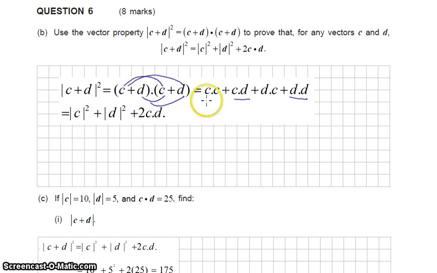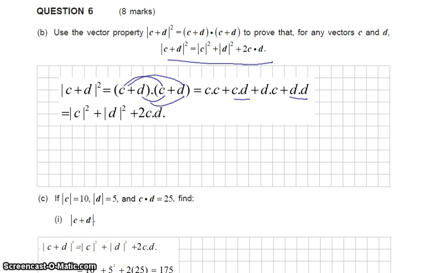Now we know that C dot C is also equal to the square of the modulus of C. D dot D is equal to the square of the modulus of D. And CD and DC are equal. So we have 2CD. Hence, we prove the statement.